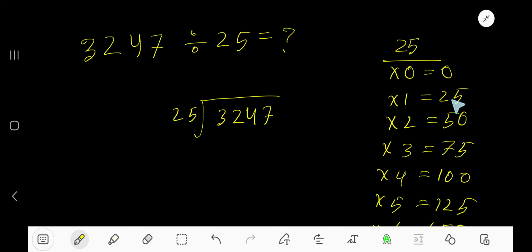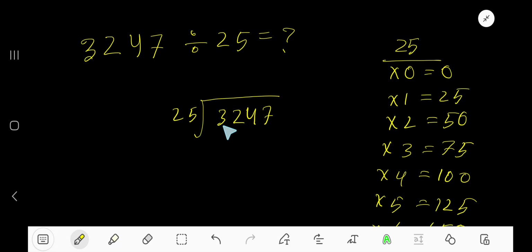0 plus 25 is 25, 25 plus 25 is 50, 50 plus 25 is 75, 75 plus 25 is 100, 100 plus 25 is 125. You have to follow this method.